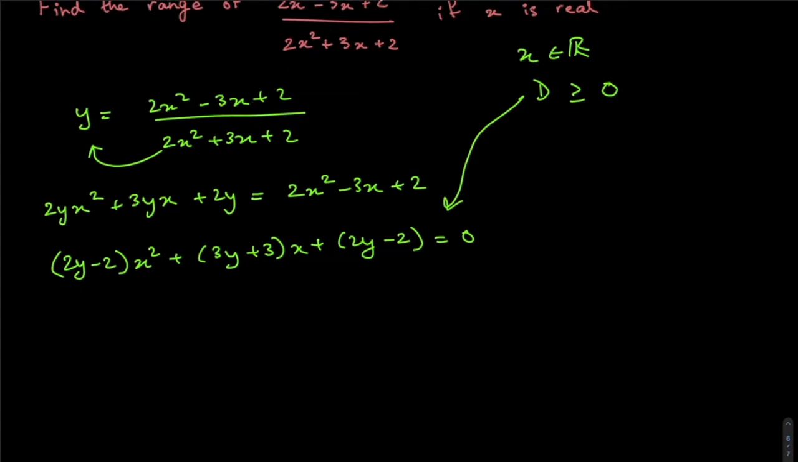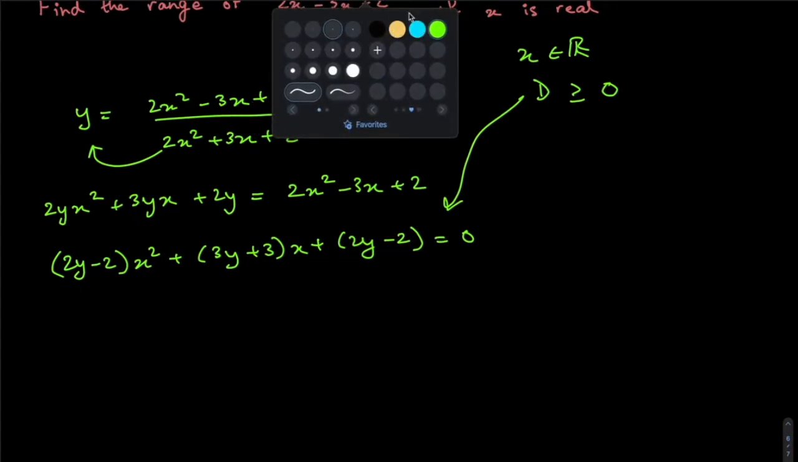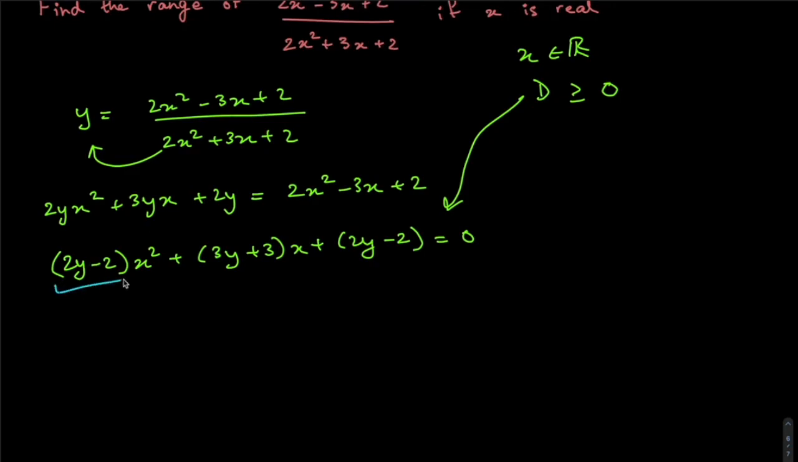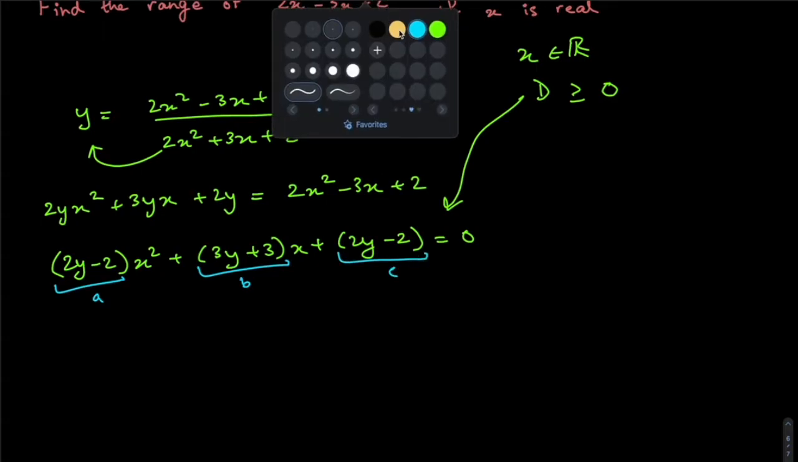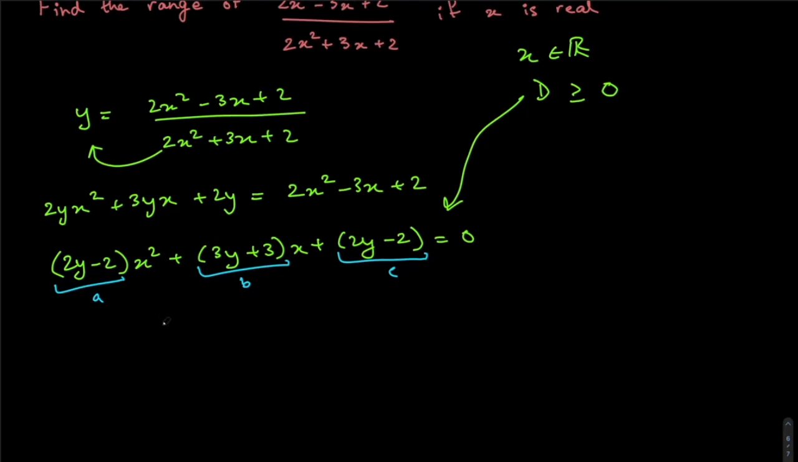So if I take blue, this is A, this is B, and this is C. This is a standard approach. It's going to work every single time. You don't have to doubt it ever. So I'm going to get B squared, so (3y plus 3) whole squared minus 4 times A times C, that is (2y minus 2) whole squared, because A and C are the same thing, so I'm going to write it like this. Greater than or equal to 0.